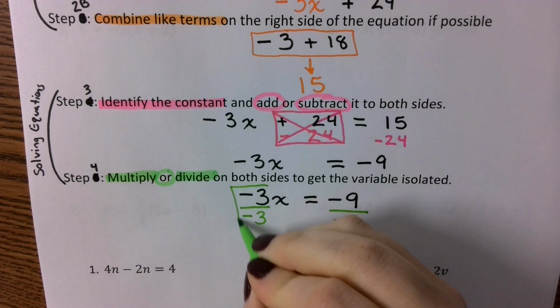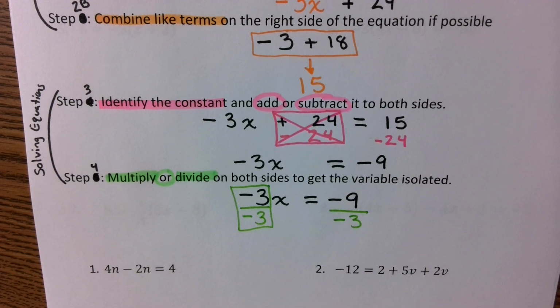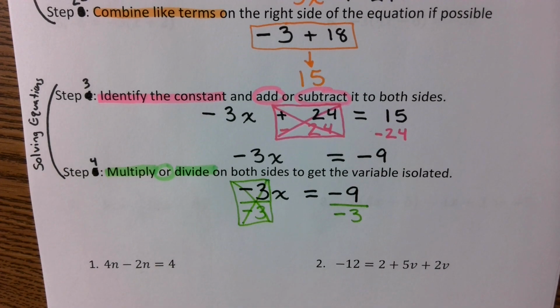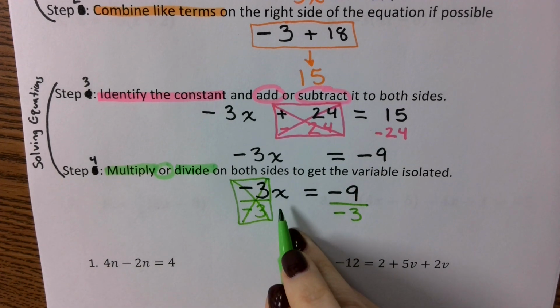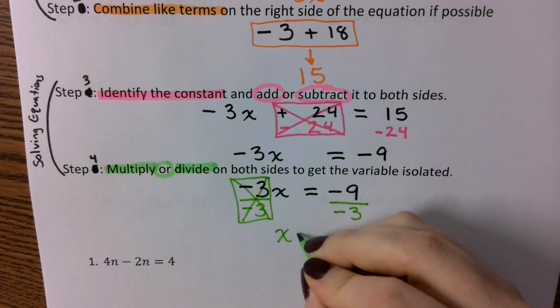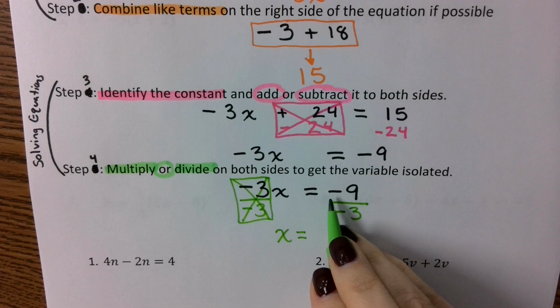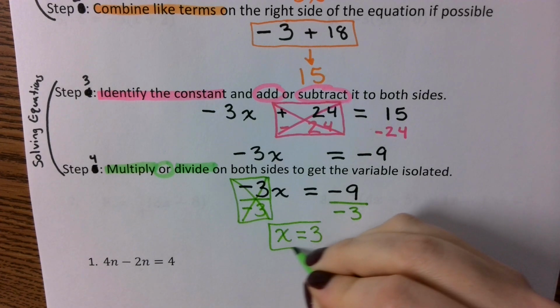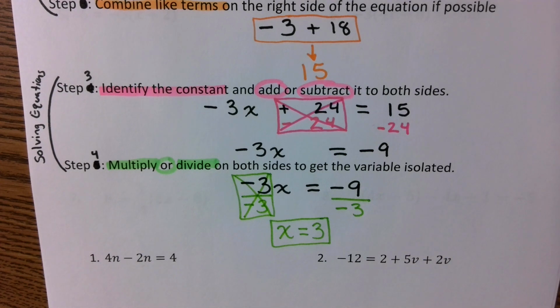I can box my -3 over -3, and I can cross. That means x is by itself. I don't want to box off x. X needs to stay. -9 divided by -3 equals +3. It can be very, very easy.